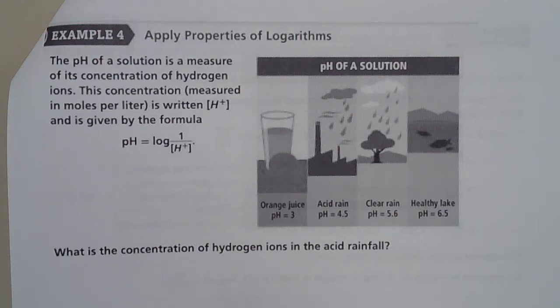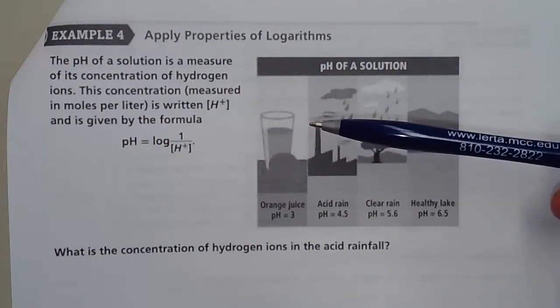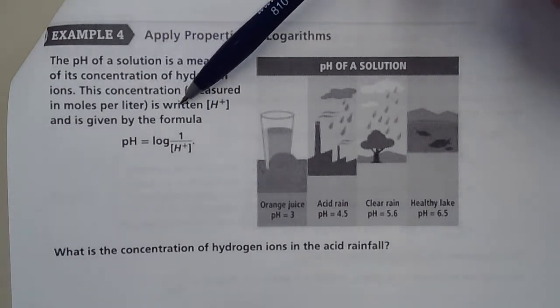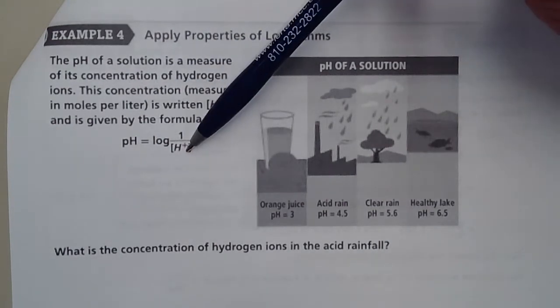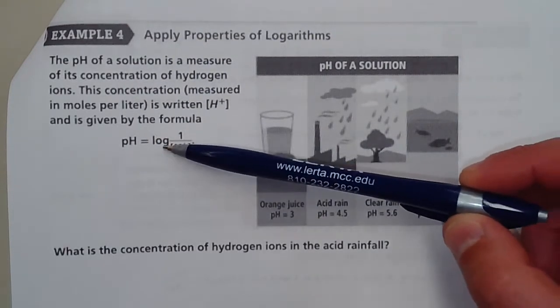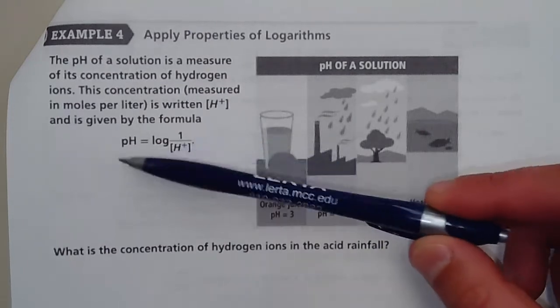All right, so we're going to put some of these properties to use today. So this one says pH of a solution. The pH of a solution is a measure of its concentration of hydrogen ions. The concentration, measured in moles per liter, is written as H plus. You'll see it in the formula there, and it's given by this formula. So if you do log of 1 over H plus, this gives you what's called the pH.